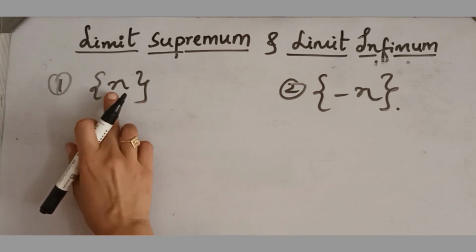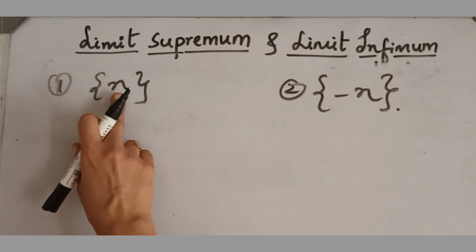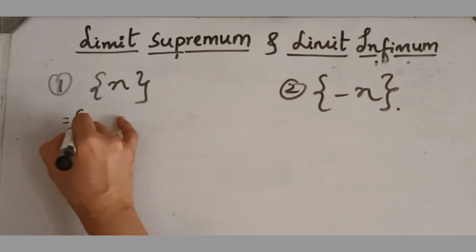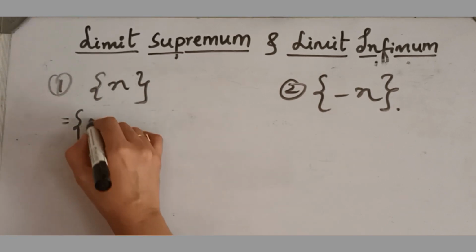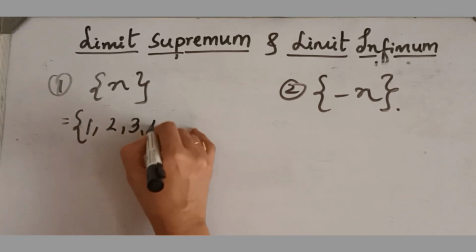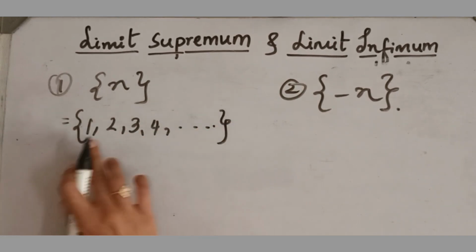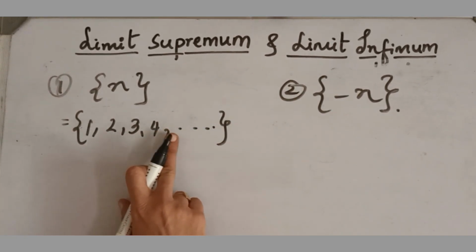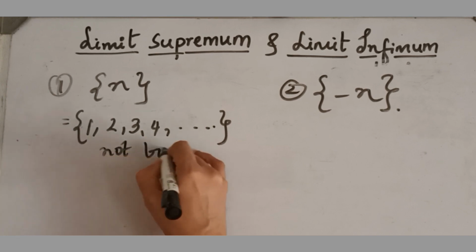Given sequence with the nth term n. So when you write all terms of the sequence, you'll get 1, 2, 3, 4 and so on. So here you can see the sequence is not bounded above.